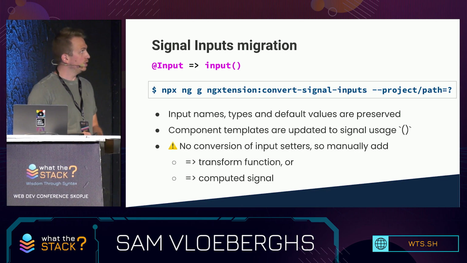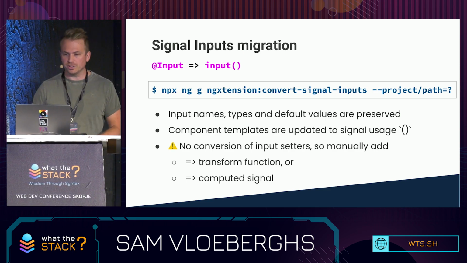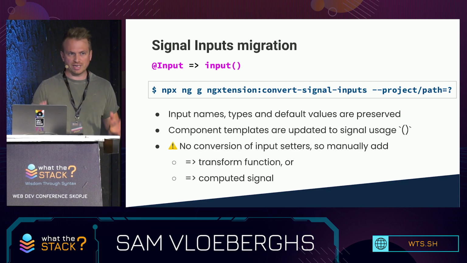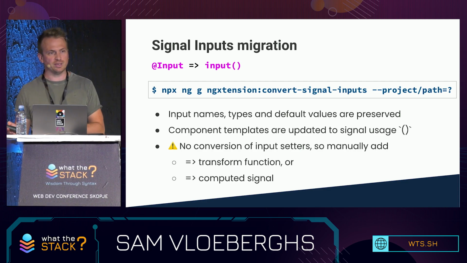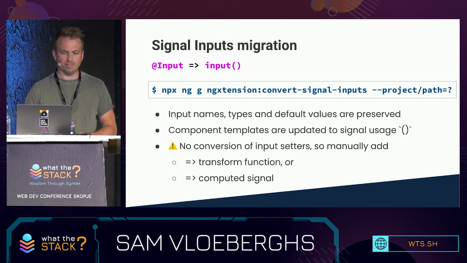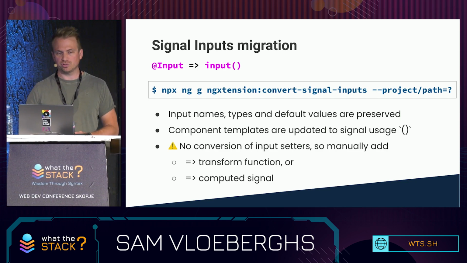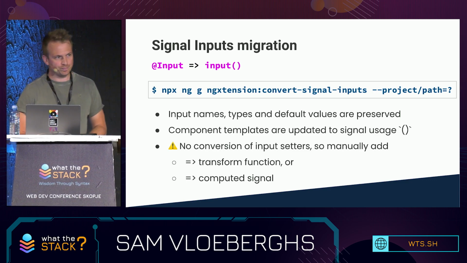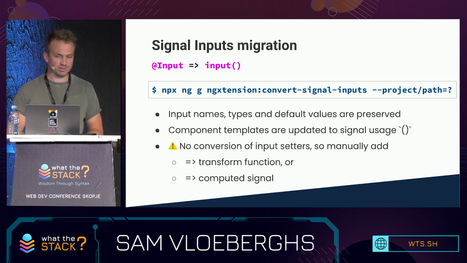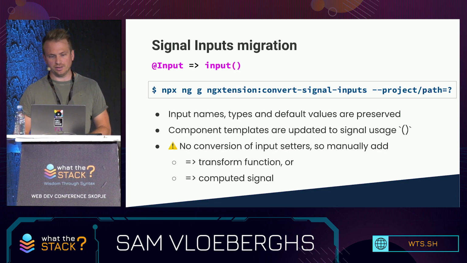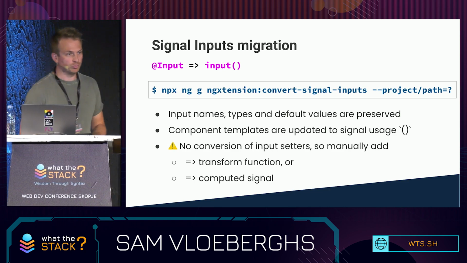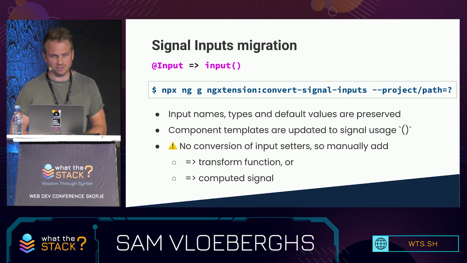Well, how does this work? As soon as you run the schematics, the schematic will scan your code base for any decorators with inputs and automatically convert them to signal inputs. By doing that, the input names, types, and default values will all be preserved. But you need to keep in mind that input setters will not get replaced. Those kinds of setters will most likely require an input transform function or an associated computed signal that makes the necessary changes.